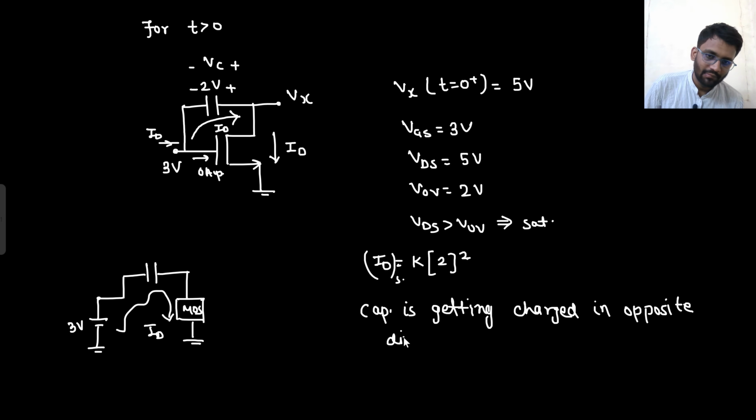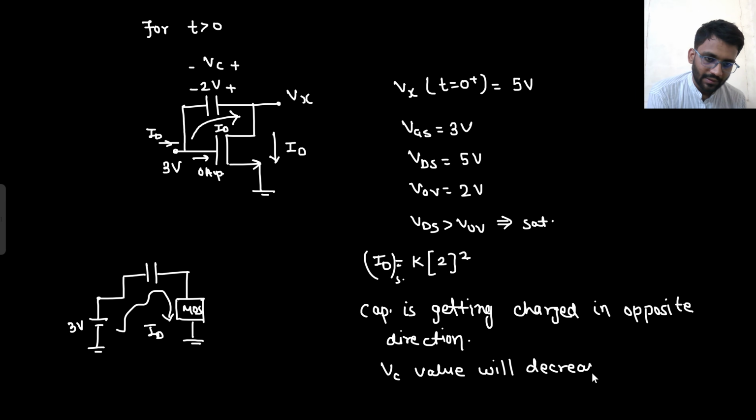So it is getting charged in the opposite direction. What does that mean? Vc value will decrease. If Vc value decreases, then what is your Vx potential? Vx potential is 3 plus Vc. That means your Vx will be 3 plus Vc. So if Vc decreases, your Vx goes down. Your Vx is going down.